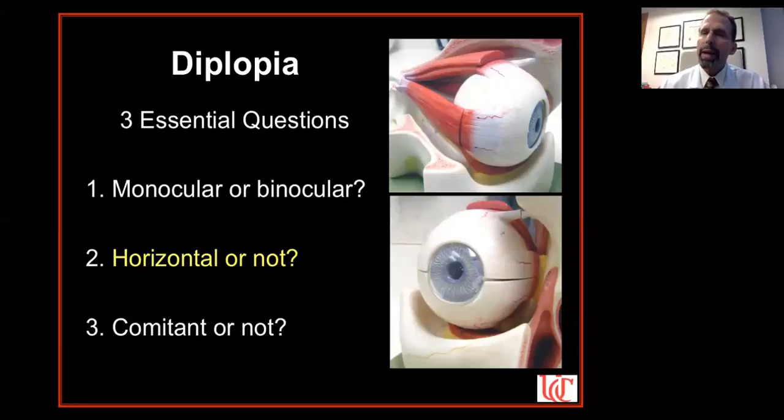So once we ascertain that, then I like to ask them, hey, is it horizontal or not? I mean, are the images right side by side, or are they in some other orientation? Why? Because if they say yes, you kind of eliminate all those wacky oblique muscles and the superior and inferior recti. It's probably going to be a problem with the horizontal recti muscles or other things that we'll talk about. And then the other question is, is it comitant or not?